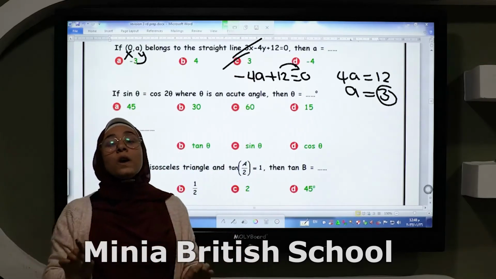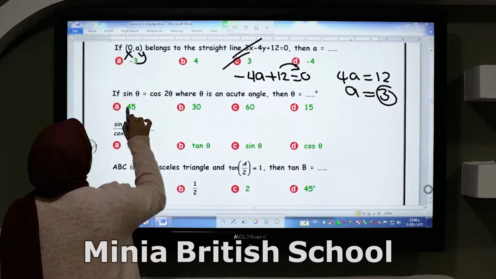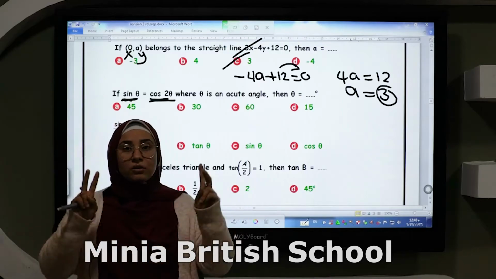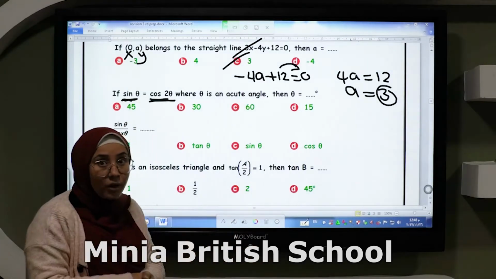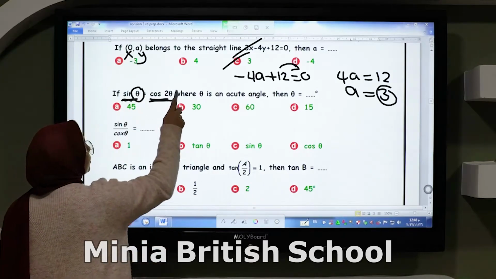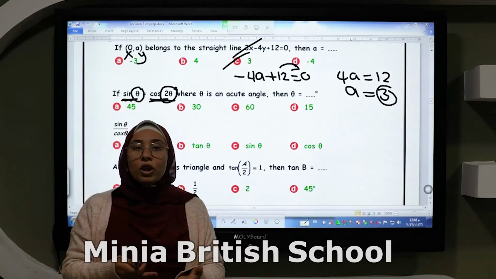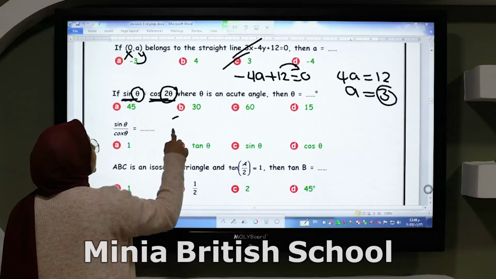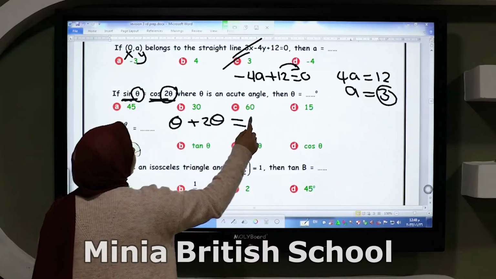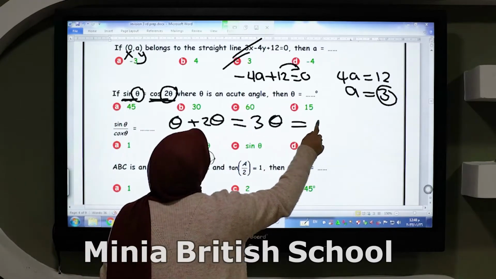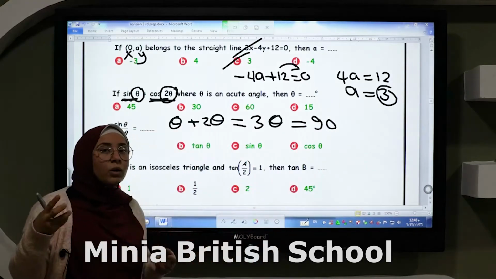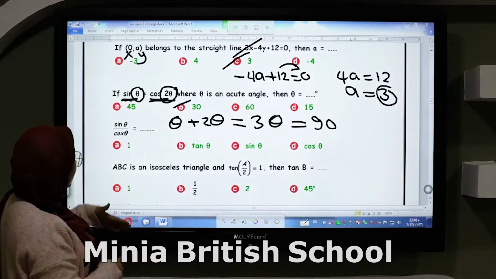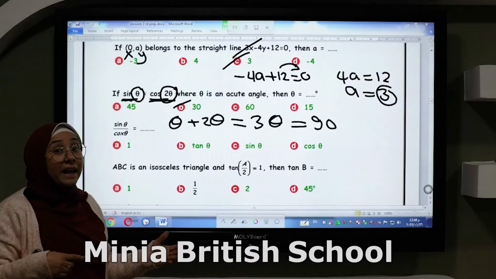Sine theta equal cosine 2 theta. I mean here the two angles are complementary. So theta plus 2 theta equals 90. The sum of two complementary angles is 90 degrees. So theta plus 2 theta equal 3 theta equals 90. Then theta equal 30 degrees. Sin theta over cosine theta equal tan theta.